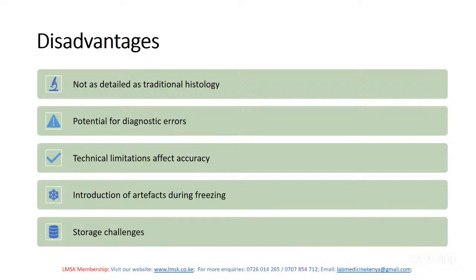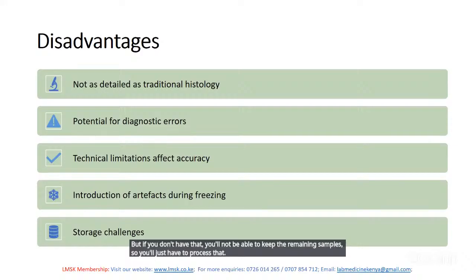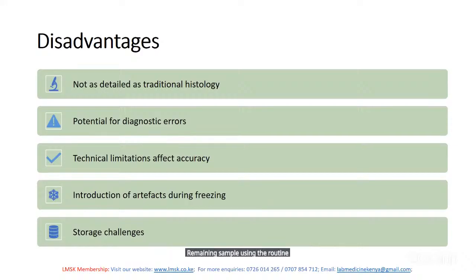Then storage challenges. Storage challenges meaning the sample, once it's removed, just has to be processed immediately. And then the remaining sample, you cannot keep it unless you are going to keep it in liquid nitrogen. But if you don't have that, you'll not be able to keep the remaining sample. So you'll just have to process the remaining sample using the routine histology methods.